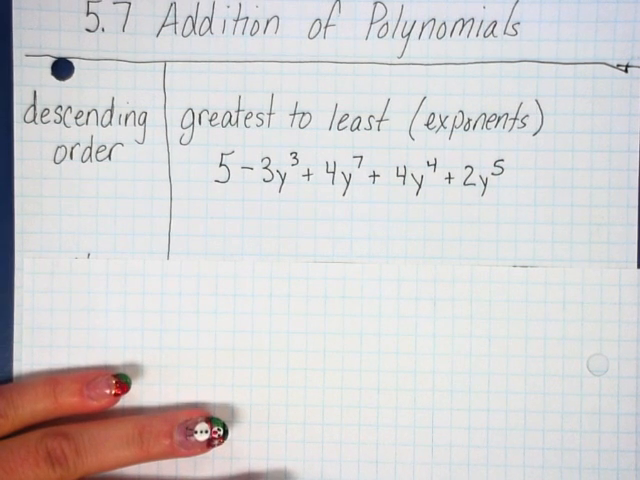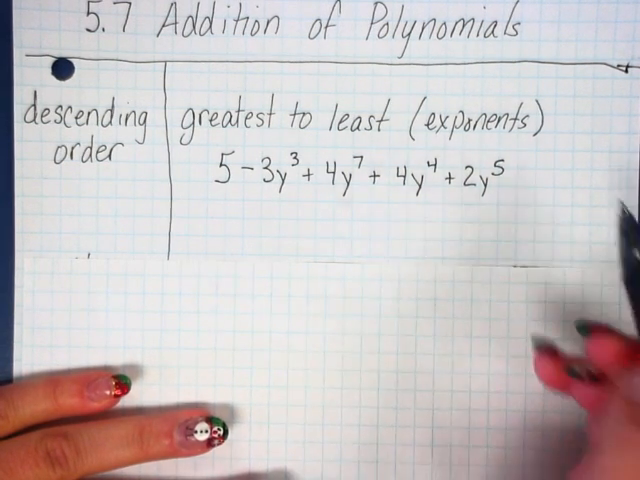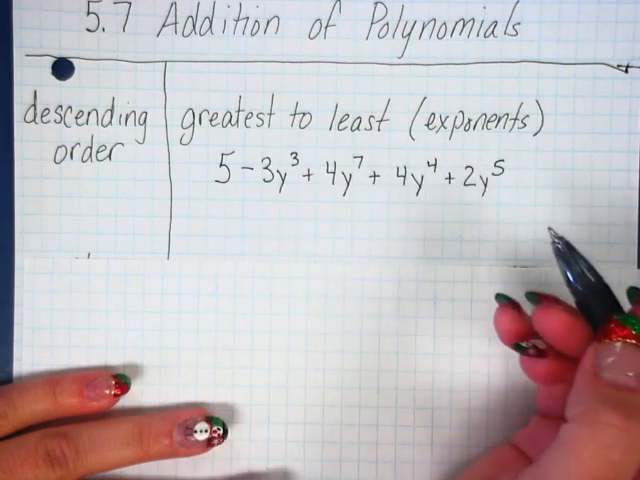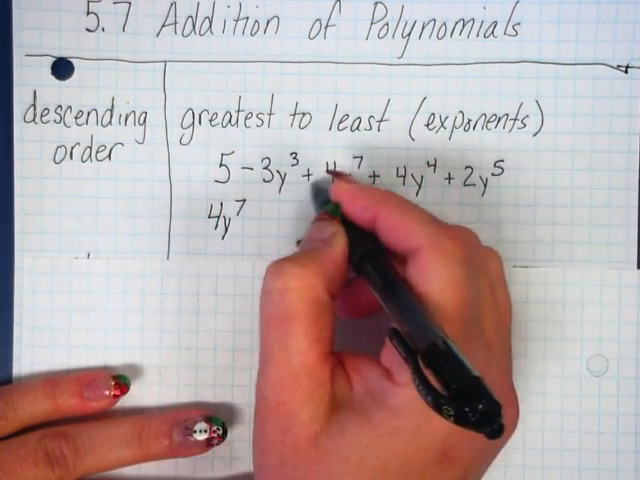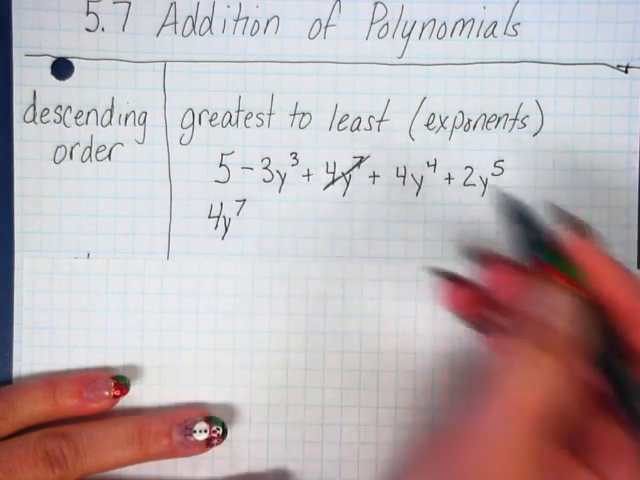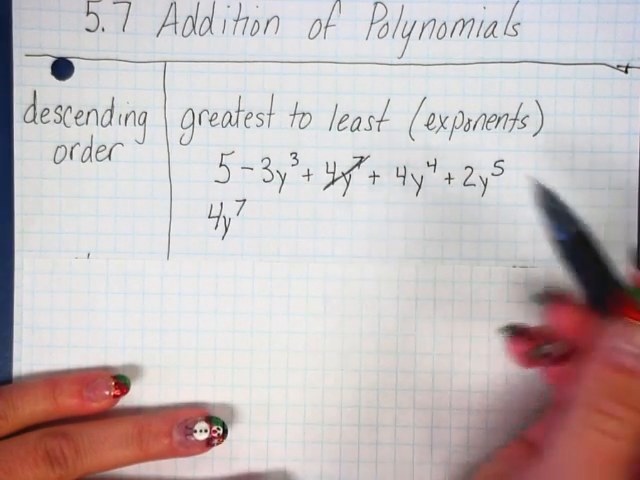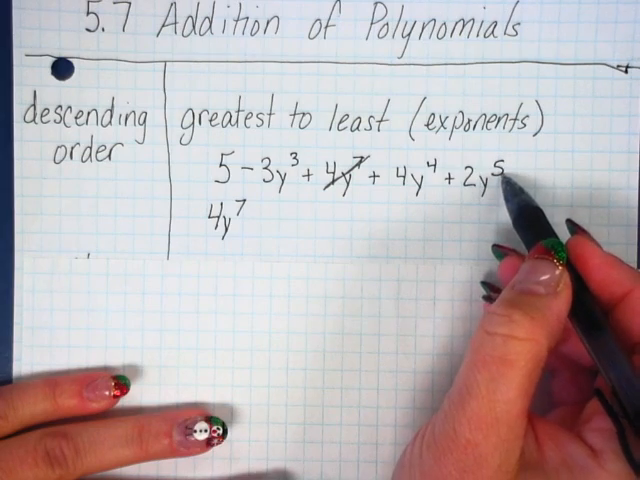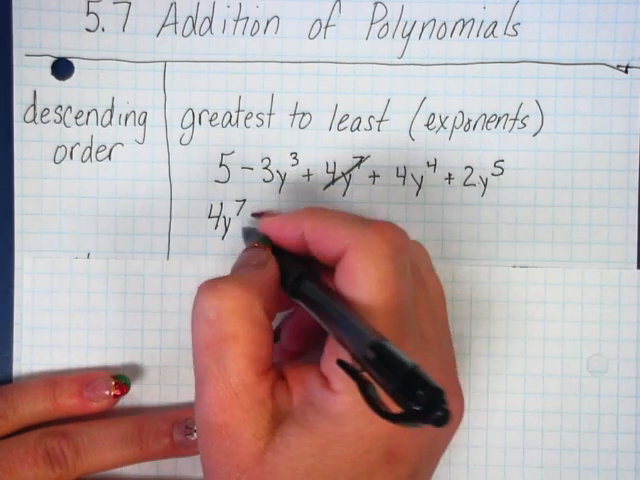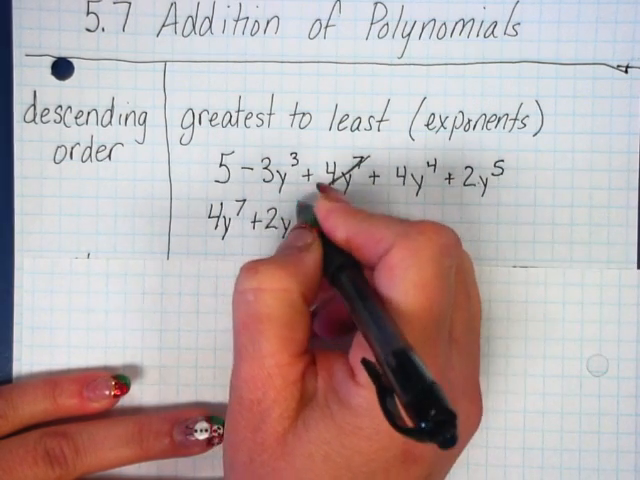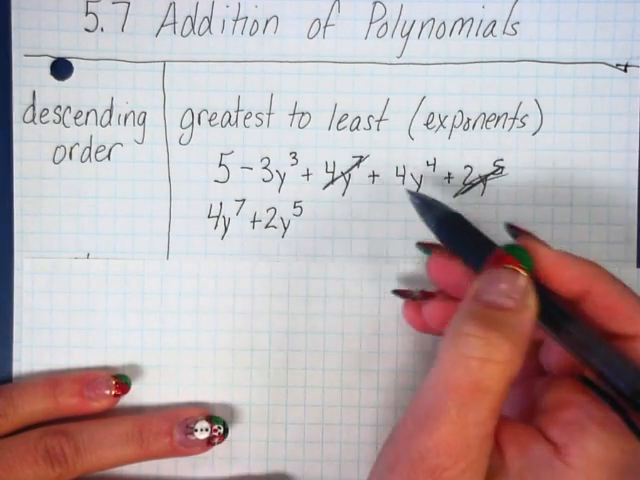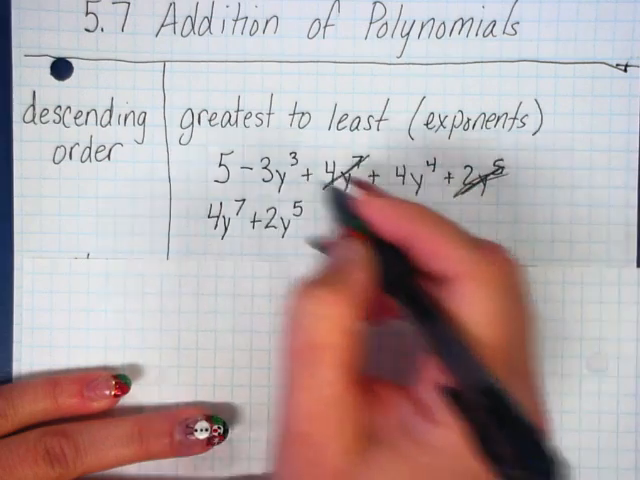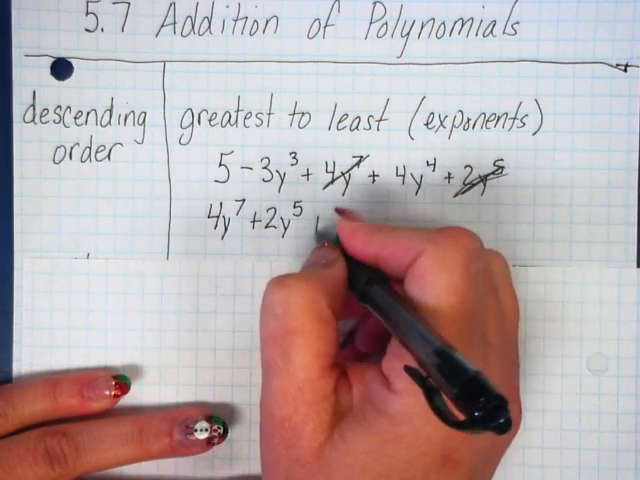I would start with the highest exponent. Looking here, the highest exponent is the 7. So I'm going to write 4y to the 7th power. It's positive. So I'm going to cross it out. That way I know I've already used it. My next highest would be the 5. It's plus 2y, so it's a positive 2y to the 5th. Again, I like to cross it off for my visual. And then to the 4th power, it's positive.